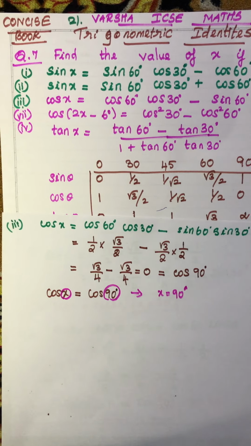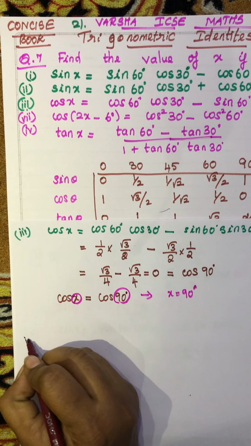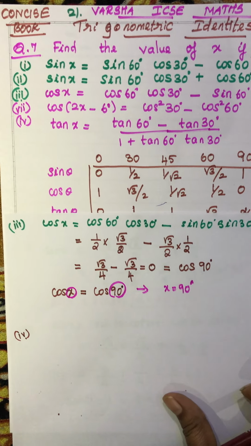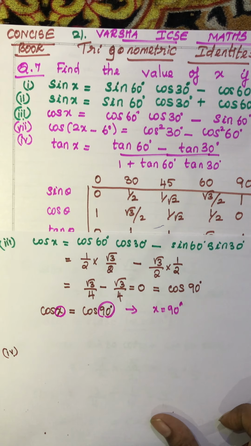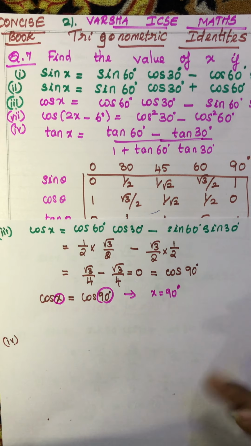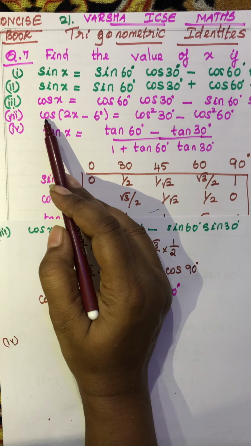These are all 2 mark sums, only MCQs. These questions all come under MCQs or 2 mark sums. Okay, very simple sums. So now go to the fourth one.